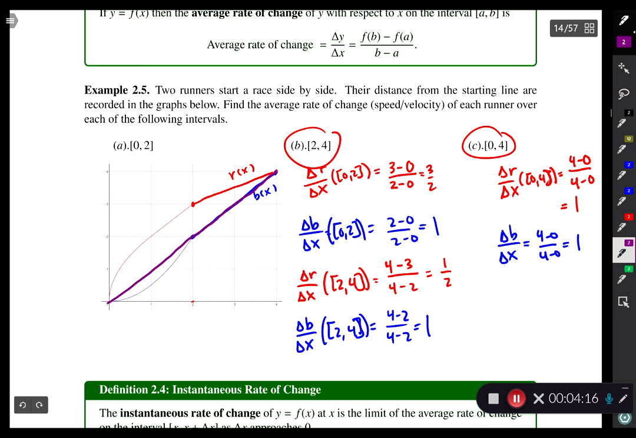They get to the same place after an interval of 4, and so their average rate of change is the same, even though one started faster than the other.